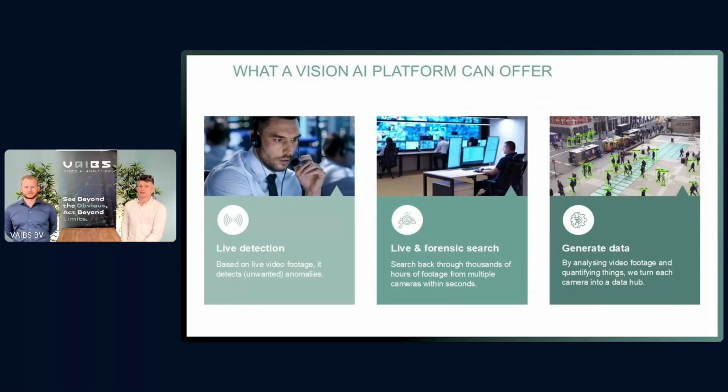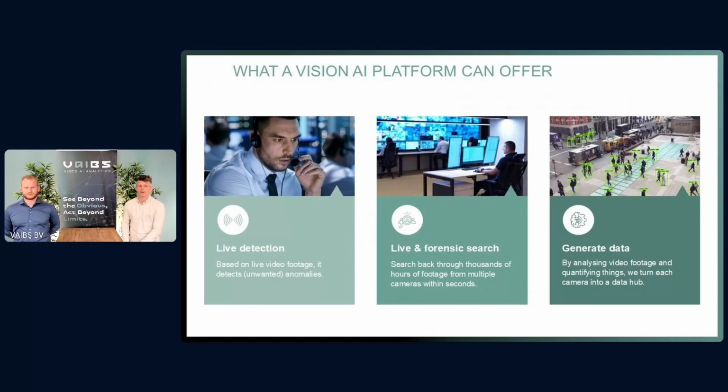The second pillar is more about supporting the control room operator in forensic search of live and forensic video footage. So if an incident has happened and you have thousands of hours of footage, you want to search back really quick because that will improve the investigation of the incident. Vision AI can help you. A Vision AI platform can help you by using smart filters to filter thousands of hours of video footage really quick, to accelerate the forensic search and eventually react very, very quick if needed.